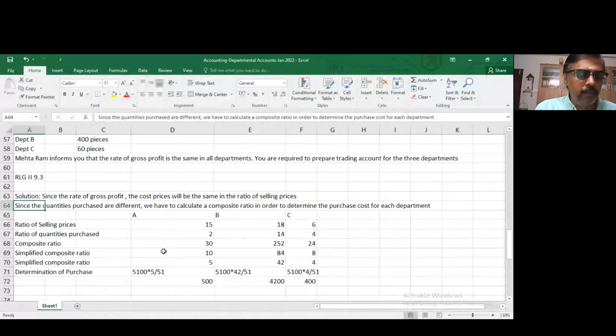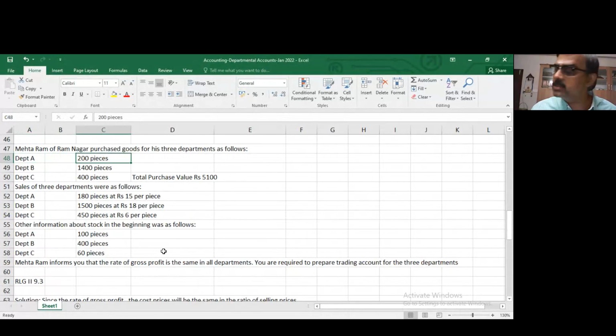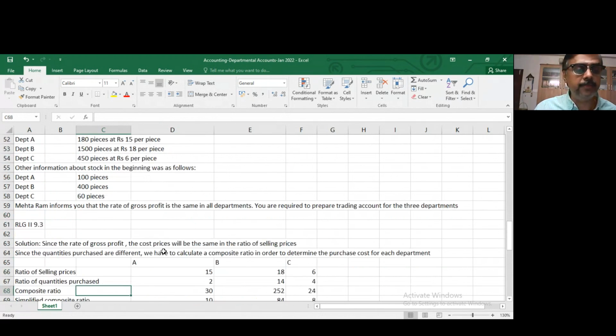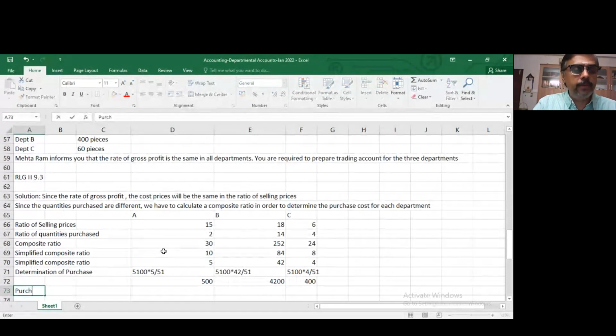Okay. So we are going to proceed further because we have determined the purchase cost, and now we are going to determine the value of opening stock and the purchase price also. So let us understand the purchase price. Now let us look at the purchase quantity for department A, 200 pieces. So the purchase price I'll arrive at here, purchase price per unit.